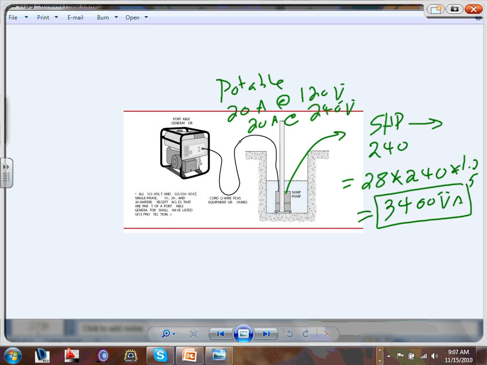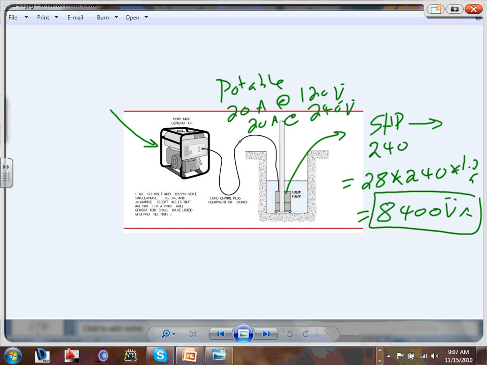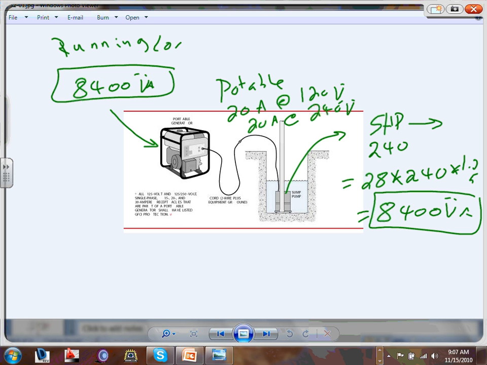Did they say something? 8,400, not 34, Chad. Volt amp. If your generator is to pick up this load, then the minimum generator that you need here is 8,400 volt amp. This is running load. Sizing based on the running load.